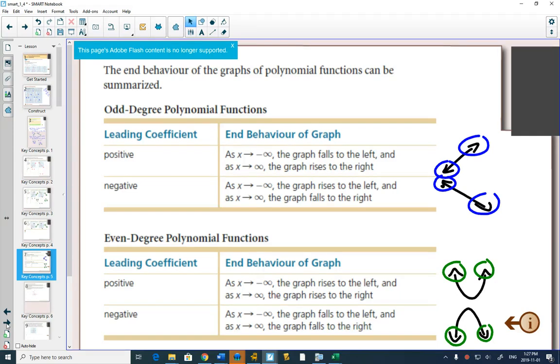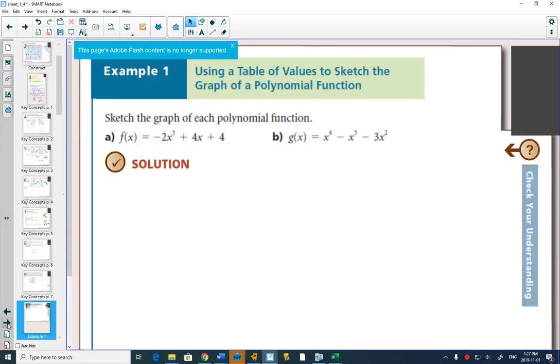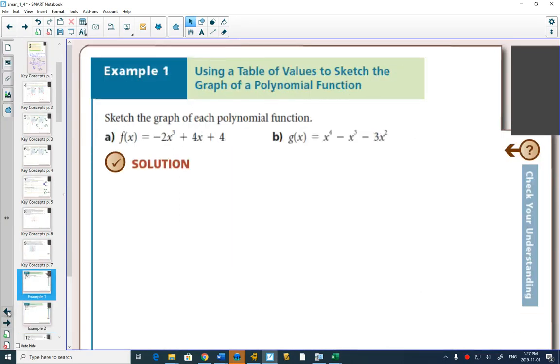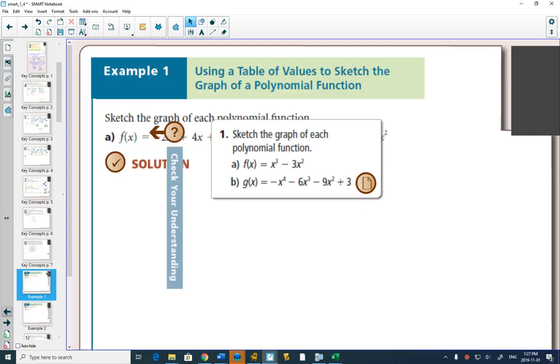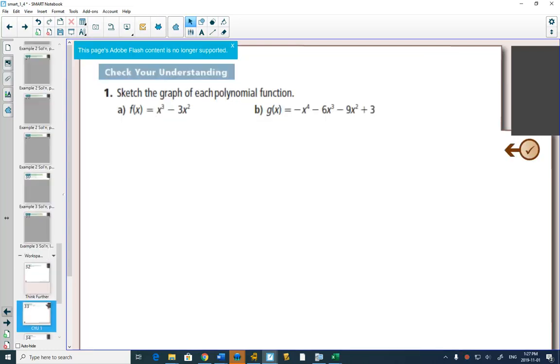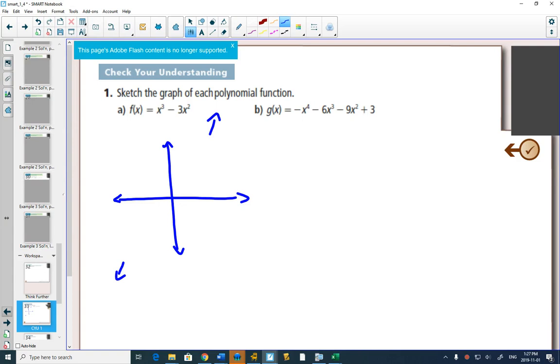Okay, so in example 1, they want you to graph these. And for graphing them, what we're going to do is start by saying, I know the end behavior. This is odd, x cubed makes it an odd function, and it has a leading coefficient that's positive. That means it's going to end over here and over here.